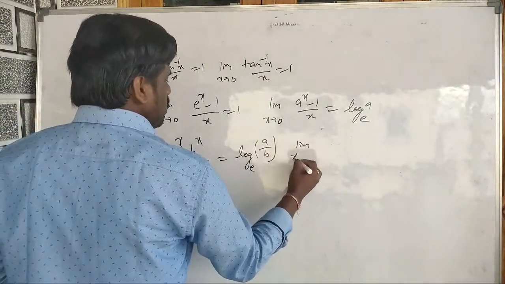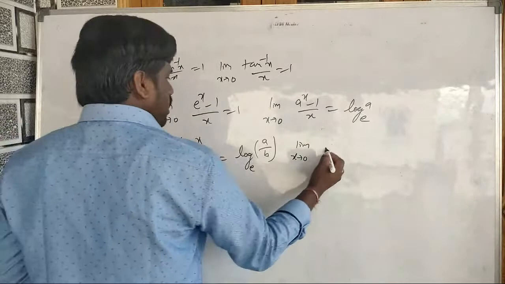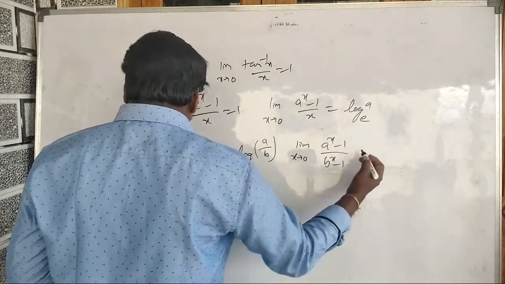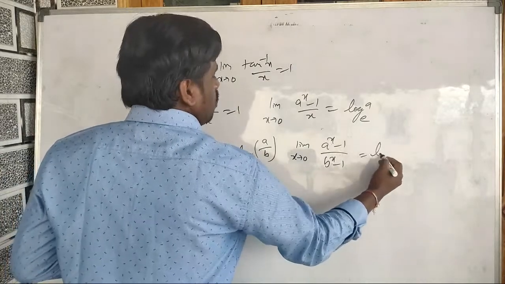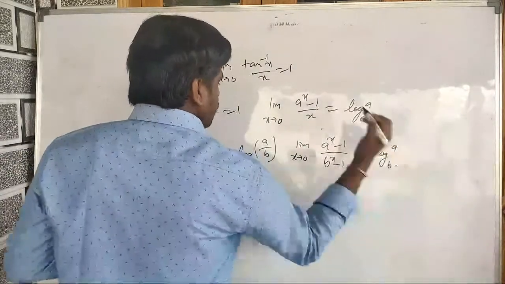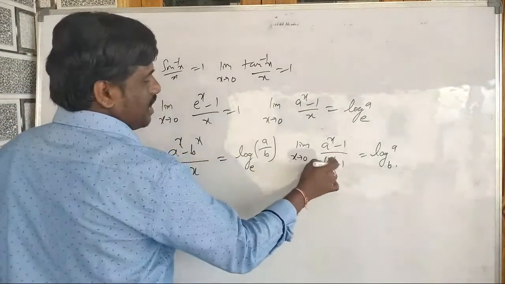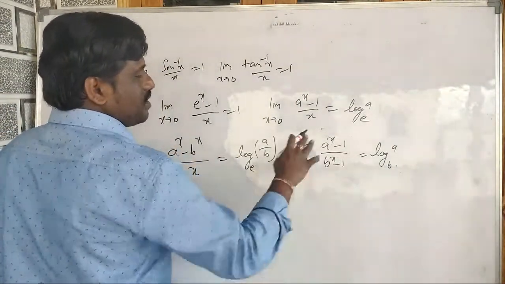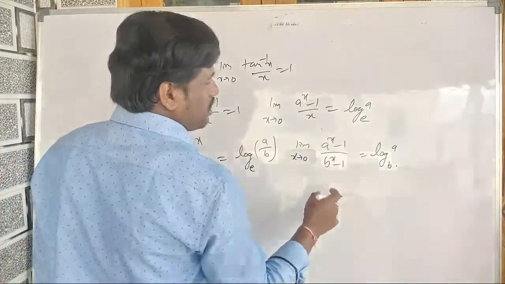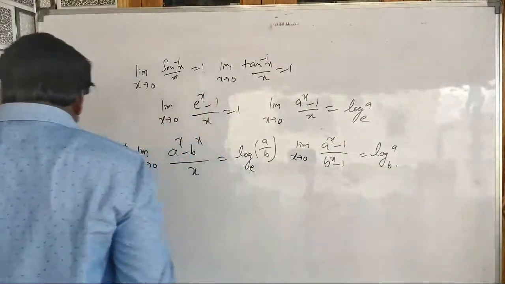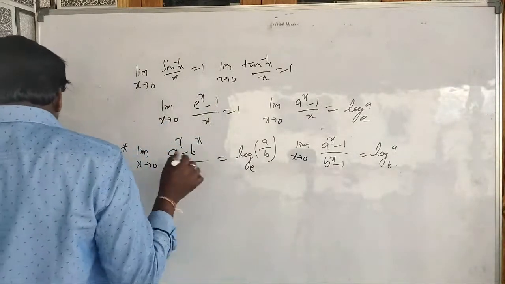Limit x tending to 0, a power x minus 1 by b power x minus 1. This formula is log a with base b. You can use L'Hopital rule, otherwise you multiply and divide by x, then you are going to get log a by log b, that is the change of base theorem, log a by b. Log a by log b, you get log a by b.